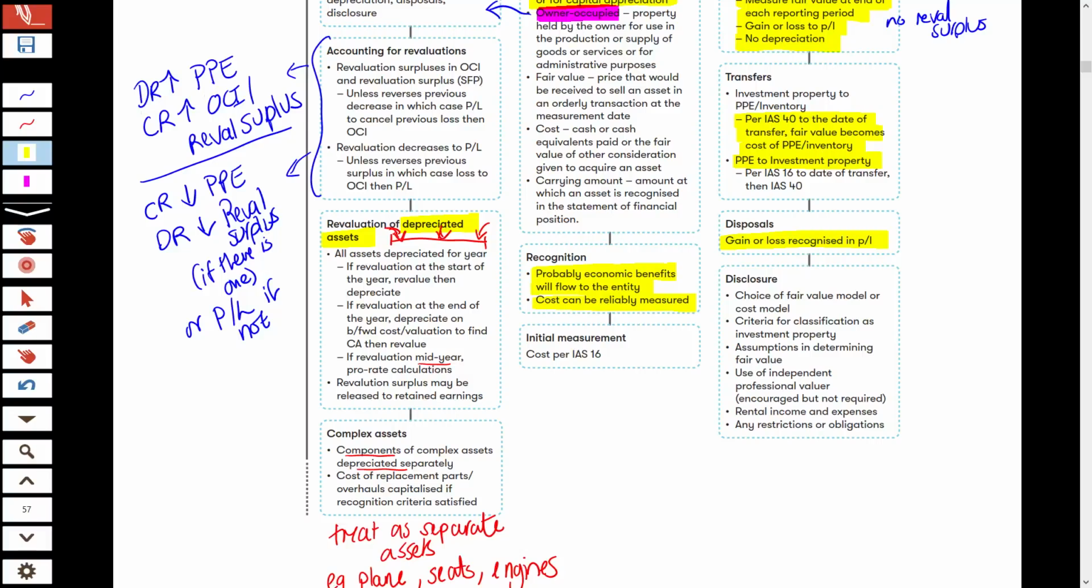And just be aware of disclosures. Don't get too bogged down in them. You might get a short form question, for example, on a disclosure, but they're not going to be the bulk of this exam. So just an awareness of the sorts of disclosures you need for these elements.